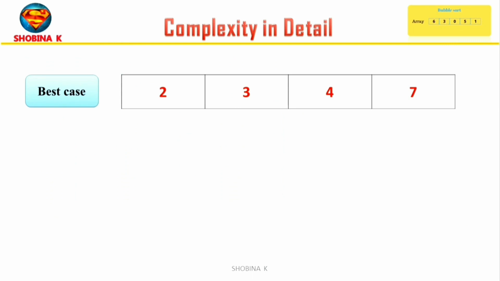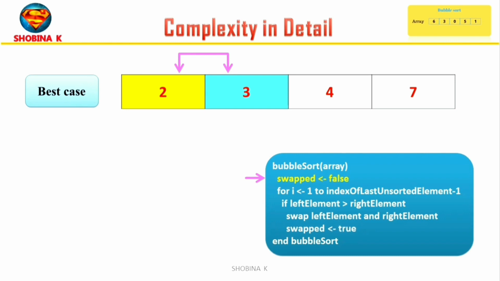And what about the best case? In the best case scenario, the array is already sorted. For example, if I have an array with elements 2, 3, 4 and 7, here the array is already sorted and my swap will be false. I'm comparing these two elements, but I'm not swapping. Again I compare these two, but I don't swap. Once again I compare these two and I'm not swapping. I don't swap throughout this loop, so the loop gets terminated because I initialize the swap to false. If the left element is greater than the right element, at least once the swap may become true.